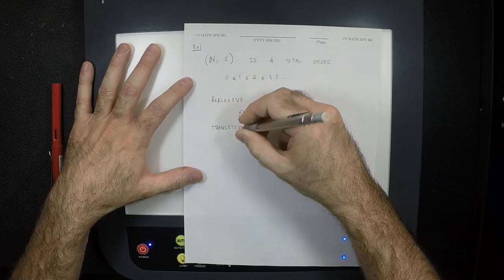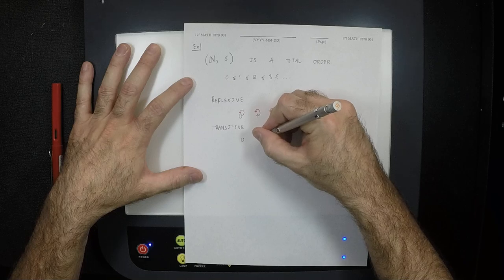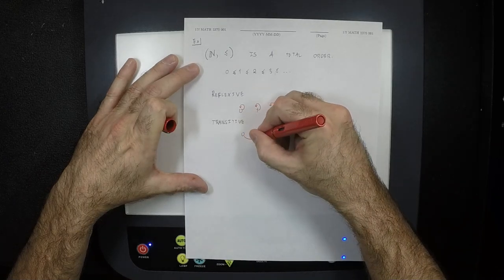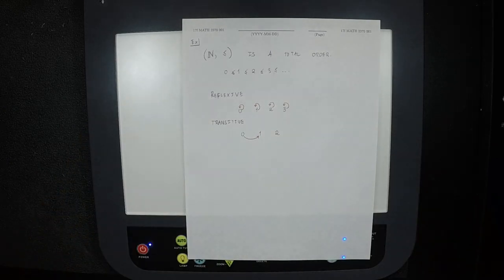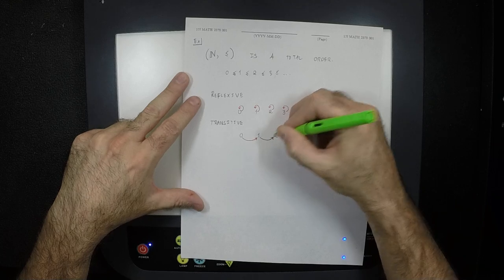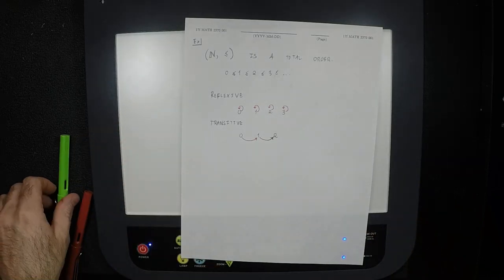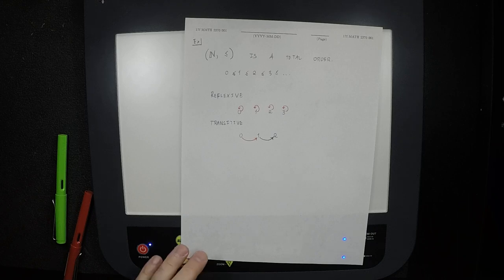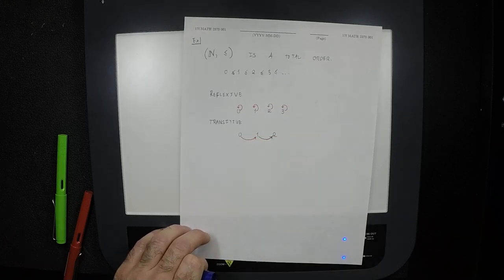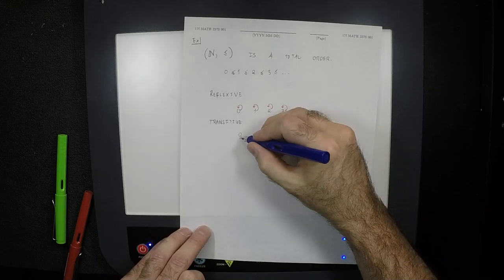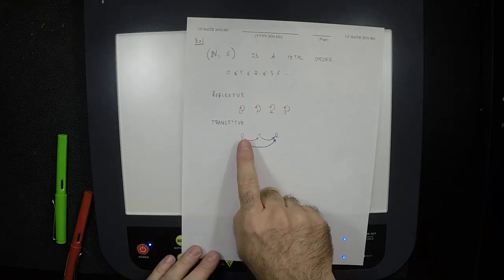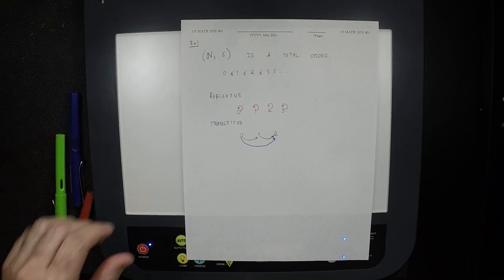Transitive. That would mean if we take, as an example, 0, 1, and 2, well, it is a fact that 0 is less or equal to 1. So I'll draw that arrow. It is also a fact that 1 is less or equal to 2. So I'll draw that arrow. What is the transitive property saying? Because there's an arrow from 0 to 1 and another arrow from 1 to 2, there should be a third arrow from 0 to 2. That's what transitivity means. The existence of the red and green arrow implies the existence of the green arrow.